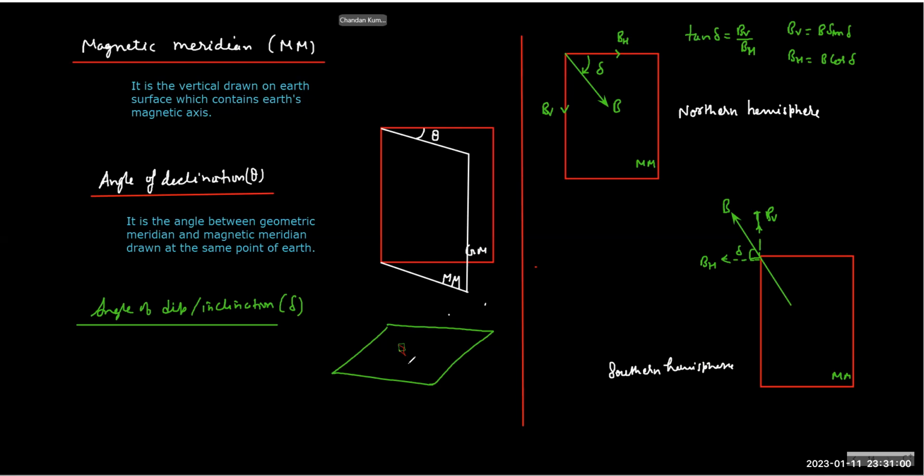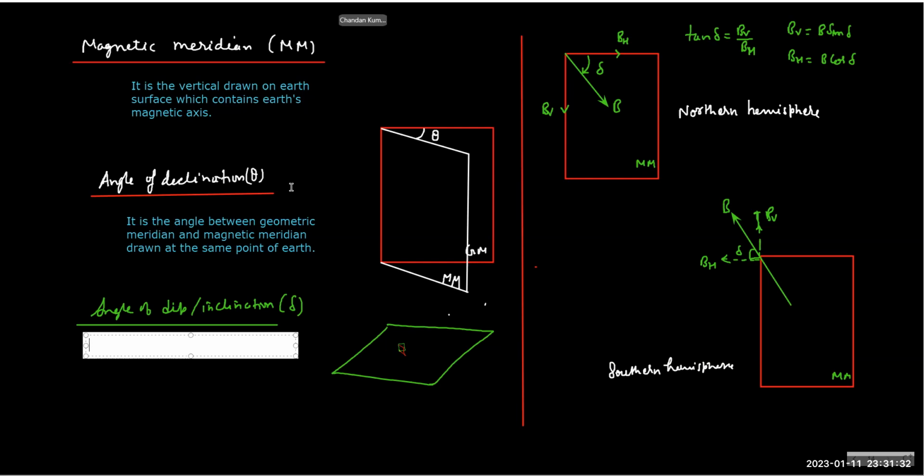Now tell me one thing: as you move from the equator towards the northern hemisphere, I mean the North Pole, the dip will increase or decrease? It will increase, sir. So at the pole it must be 90 degrees, and at the equator it must be 0. Yes, sir.